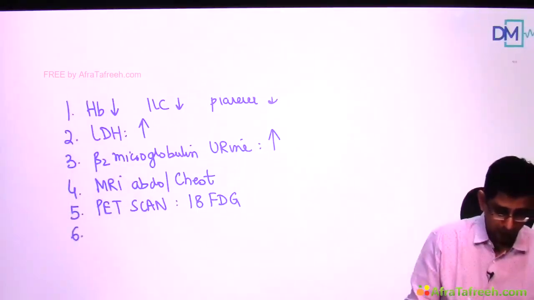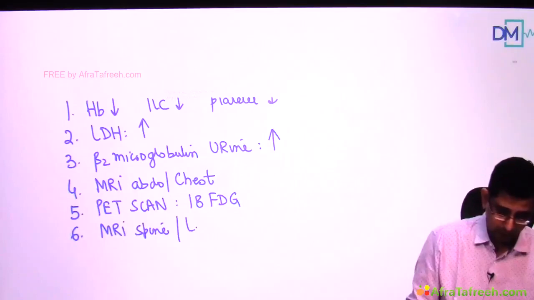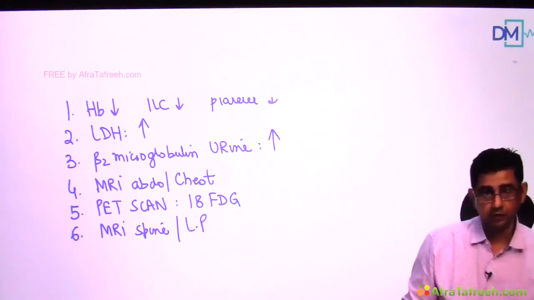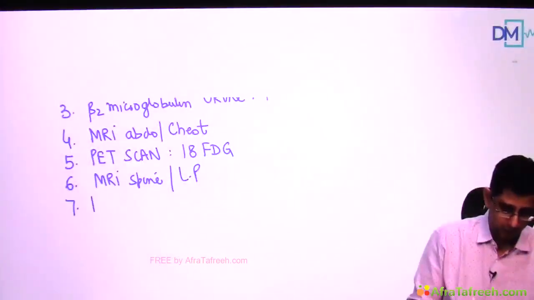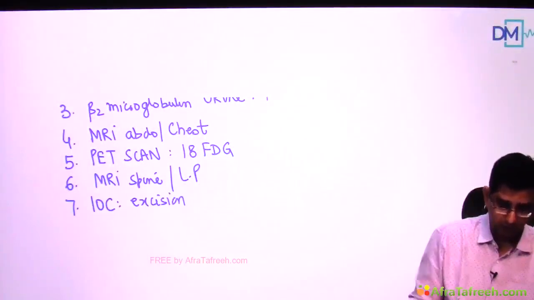In these patients, you might even have to do MRI of the spine because CNS involvement can be present, and lumbar puncture to look for CSF involvement also needs to be done. Once you have done a workup of this patient, you will then come to the investigation of choice, which is the excision lymph node biopsy with a flow cytometry.